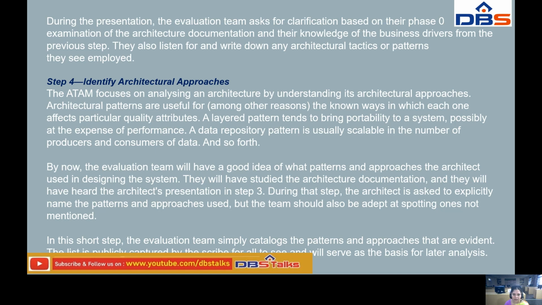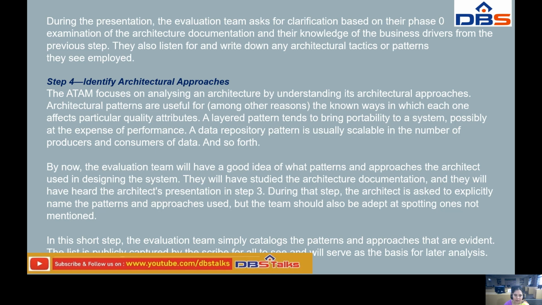A layered pattern tends to bring portability to a system, possibly at the expense of performance. A data repository pattern is useful and scalable in the number of producers and consumers of data. It may be that the evaluation team will have a good idea what patterns and approaches the architect used in designing the system, and they will have studied the architecture documentation and heard the architect's presentation in step 3. During the step, the architect is asked to explicitly name the patterns and approaches used, but the team should also be adept at spotting ones not mentioned. Like this they can perform identifying architectural approaches.